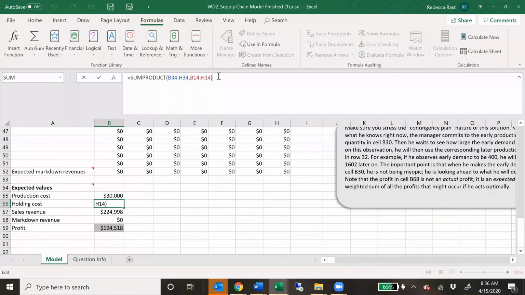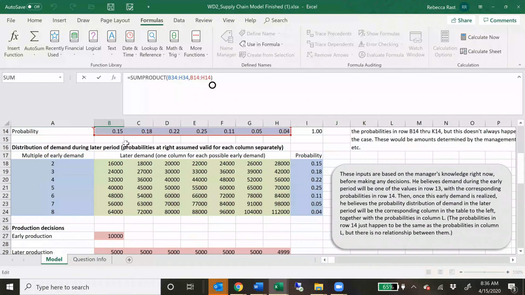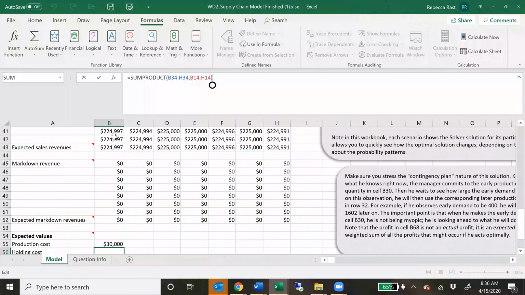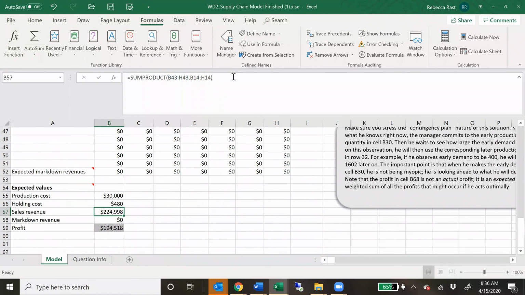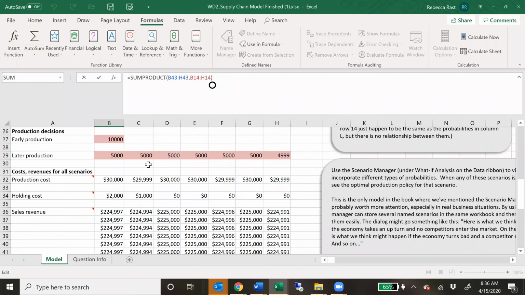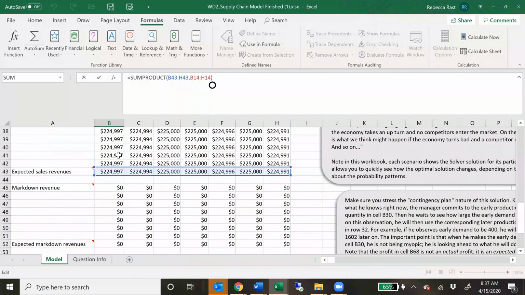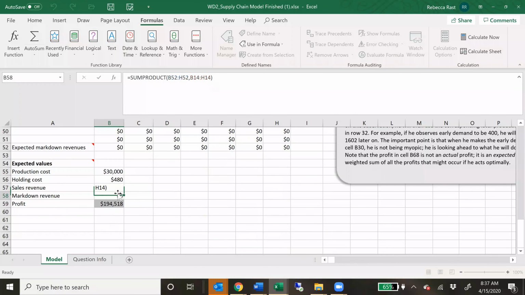For holding cost, we have the sum product of the holding cost times the probability of those amounts. And these were their pretty steady demand amounts. Then the sales revenue, you're taking these expected sales revenue times the probability of those demands. Now, as you can see, these demand amounts equal the same as these demand amounts, but they could vary. So you could have more information that it gave you and they changed. So you want to make sure you reference the same ones, or the correct ones, in case the values had changed for the model that you used.